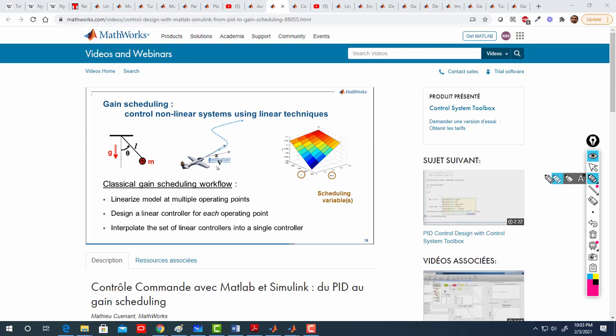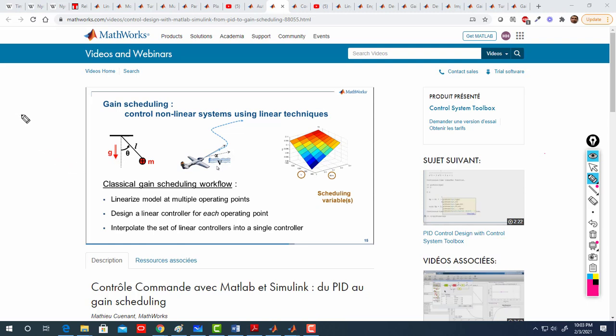So today's chapter is about gain scheduling. What does scheduling mean? Let's see an example. Let's take this pendulum example. We all know the pendulum, and we all know that it is a nonlinear system.